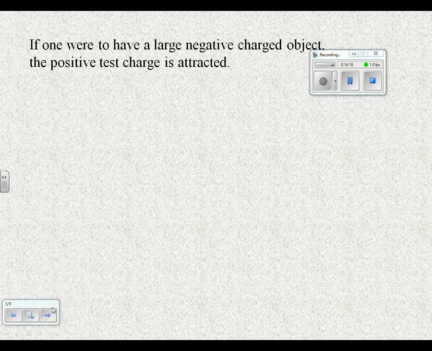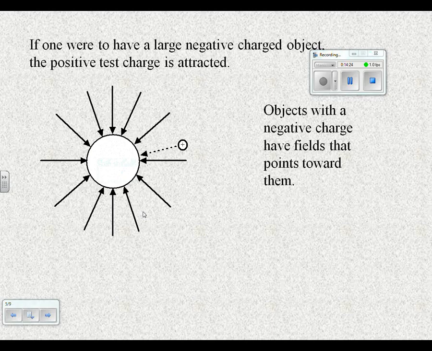If we were to have a large negatively charged object, what would happen to this positive test charge? It would be attracted. And the arrows go which way now? Inward, toward. Q1 is negative. Objects with a negative charge have fields that point toward them. Same question, easy answer now. Does the force on the positive test charge stay the same? No. In fact, as you get closer, that force gets bigger, and the acceleration actually does what? Increases. The acceleration increases, not just the velocity. The rate at which it's speeding up is going to get bigger.